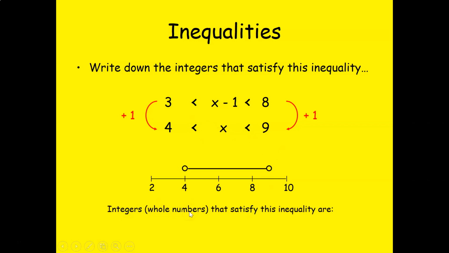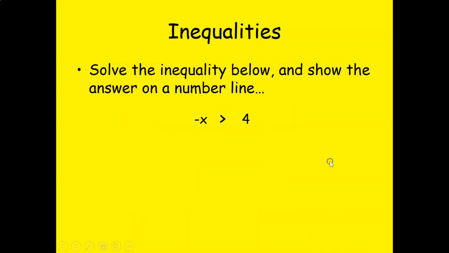Integers or whole numbers that satisfy this inequality are 5, 6, 7, and 8. We will not include 4 and 9 because there are no equal signs. And for the notation, since they are both circles, we will use parentheses, 4, 9.